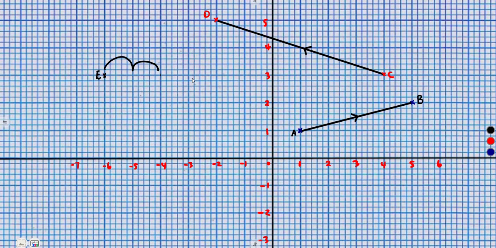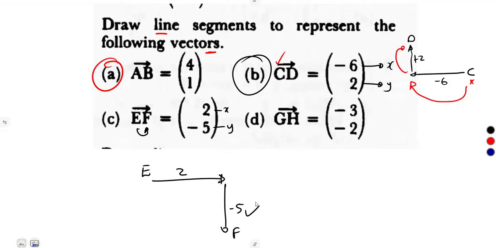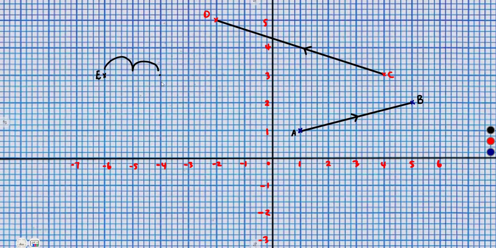From this point, how many units are we going to move? 5 units going down. 1, 2, 3, 4, 5. So we're going to end at this point. So that was what you're going to simply need: point E and what? Point F. With point E and point F, you simply need to join. That's your vector, E to F, like that. So that's a vector EF that we have represented, and the arrow showing from E to F, just like that.